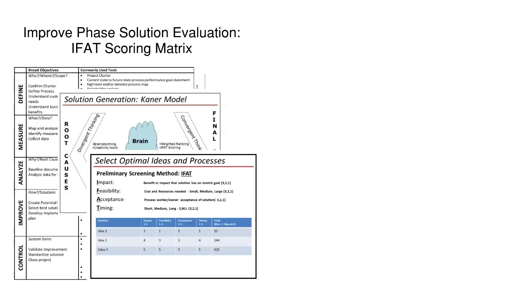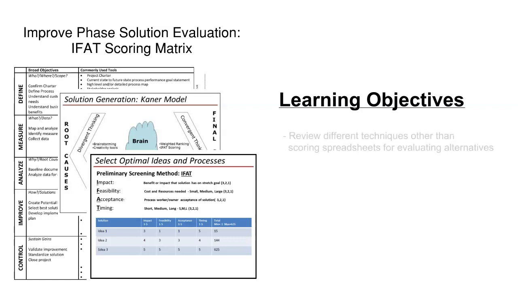This is part of a series of videos that take a look at solution evaluation. In this specific video, we'll be taking a look at a scoring spreadsheet or scoring matrix that's called an IFAT matrix. And the specific learning objectives will be to first take a high-level review of different ways to compare alternatives, whether it's solutions or projects or really any decision that requires evaluating many different alternative choices.